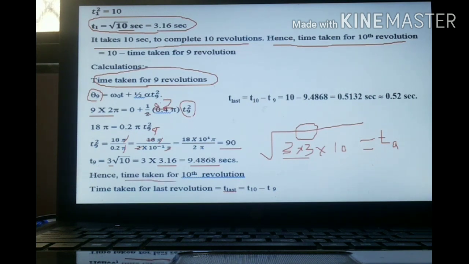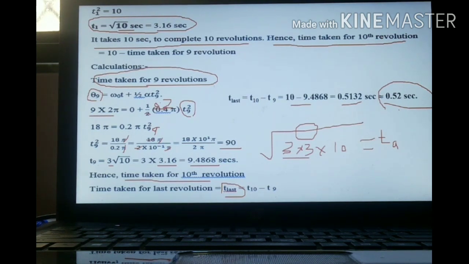Now the time taken for the 10th revolution. Time required for the last revolution is T10 minus T9. T10, what is T10? That is 10 only. T9, what we have got is 9.4868. So we will be subtracting it, and we will be getting the answer, that is 0.5132 seconds. It can be rounded off and we can consider this value as well, 0.52 seconds.